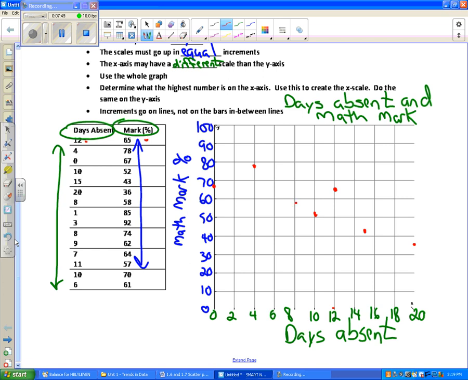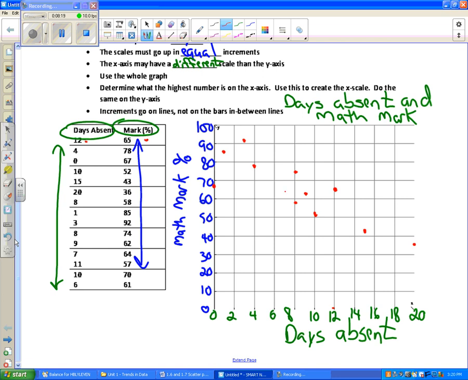A 1 and an 85 is going to be right about here. A 3 and a 92 is right about there. An 8 and a 74 is going to be right about there. A 9 and a 62. And all I'm doing is I'm plotting these spots. I've got a 7 and a 64. And that's going to be right about there.